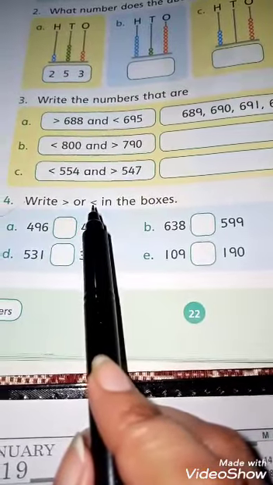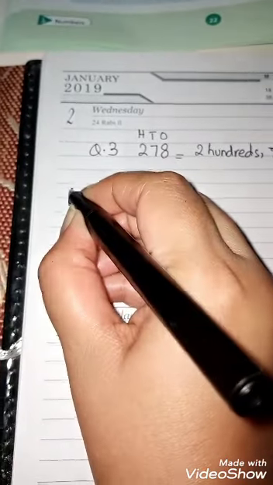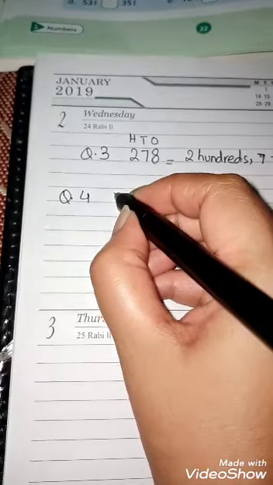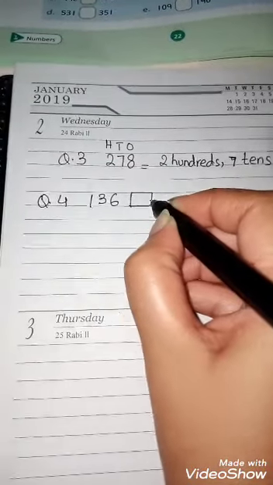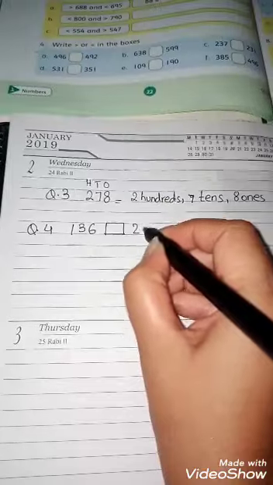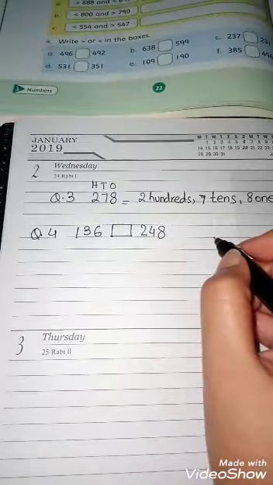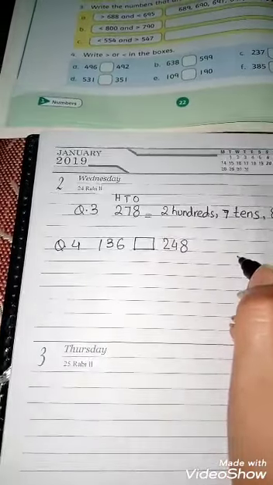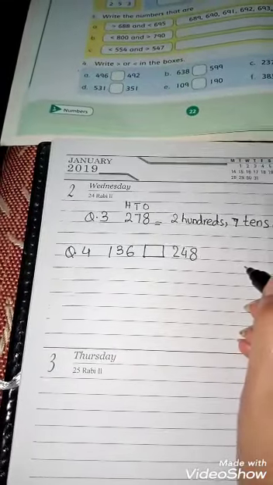Let's suppose you have two numbers, 136 and 248. Now this is your question. How can we solve? Which is greater and which is smaller?